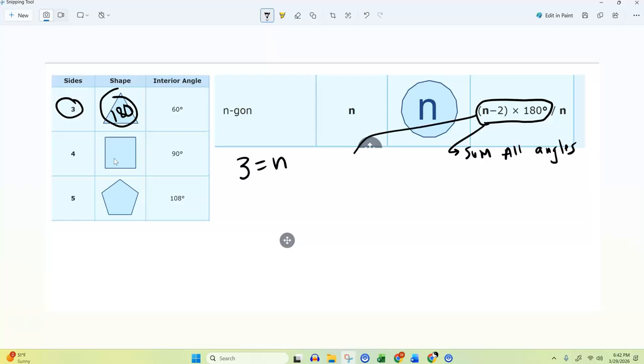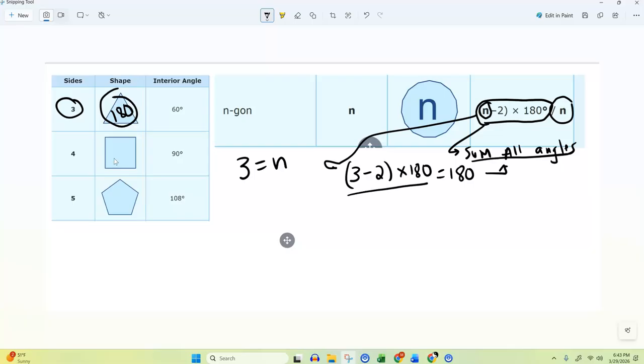So if we take this formula over here, we'd go 3 minus 2, right? I'm putting the 3 right there. And then times 180. And if we do that, this would be 1. 1 times 180 equals 180 degrees, right? But again, that's the sum of all the angles together. So this last part is we take this and divide it by the number of sides. Remember, the number of sides is equal to 3. So when we divide this by 3, this ends up becoming 60 degrees for each individual angle right here, right? That's 60.